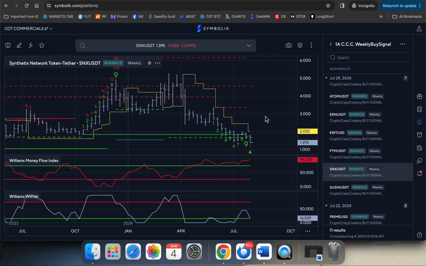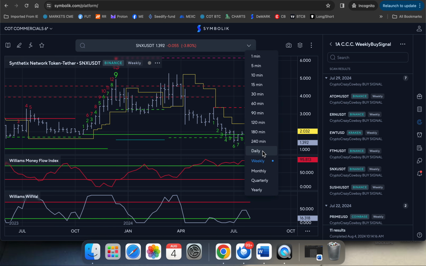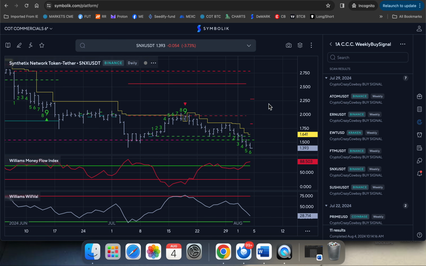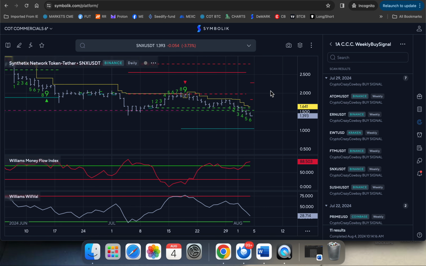Let's see, what else? You got SNX. Yeah, weekly, that's getting pretty bad. It might go to $1.05. I kind of doubt it, but you're below your green zone. There's $1.05 again on SNX.